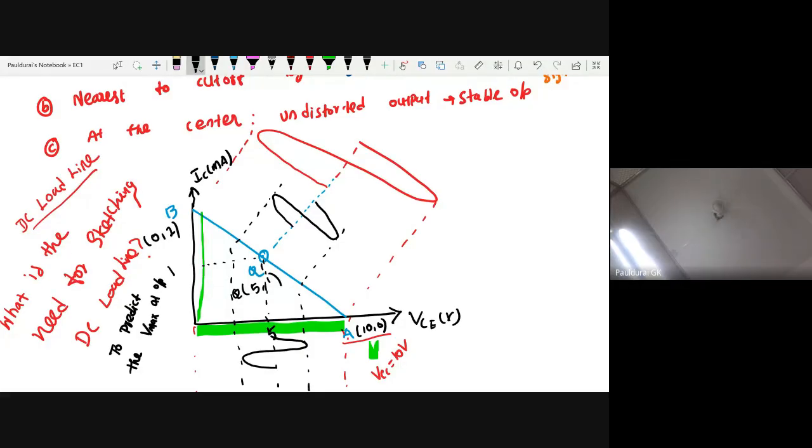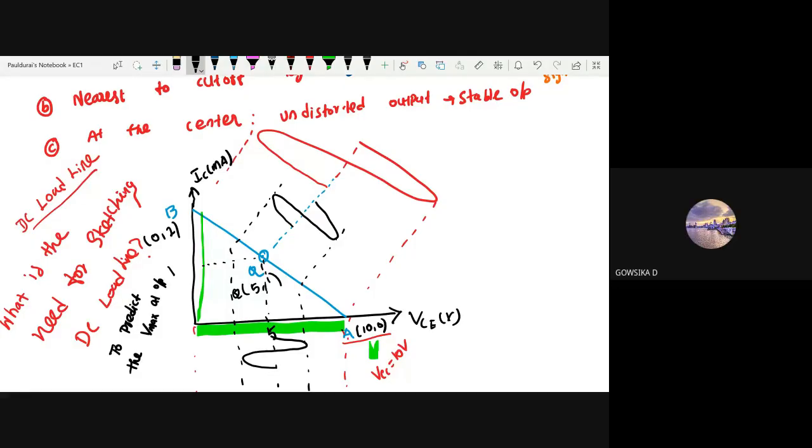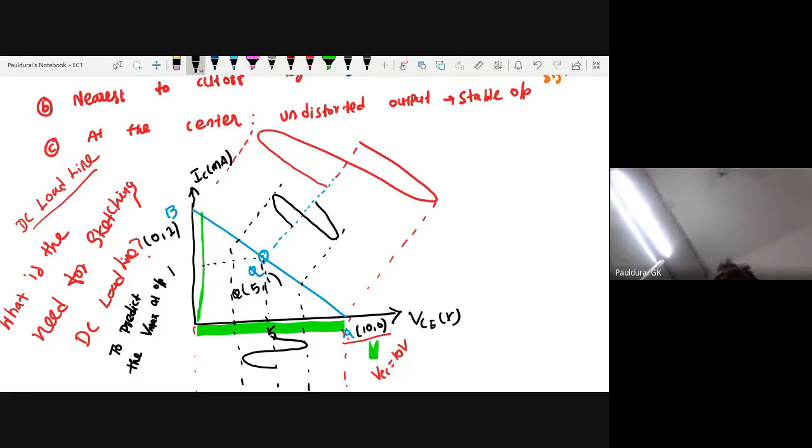You will get distorted output. You won't get undistorted output, right? So now got the point. What's the need for sketching DC load line? Anyone? It gives the maximum output voltage range. Yeah, but the beauty is without giving any input. That's the beauty. Okay, now got the idea, right? What's the need for sketching DC load line?